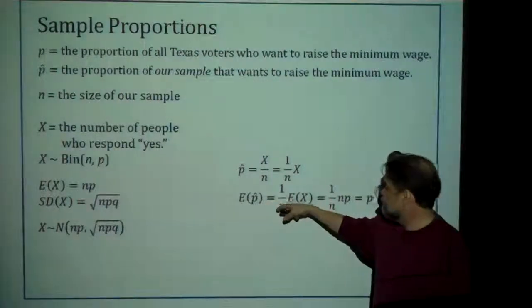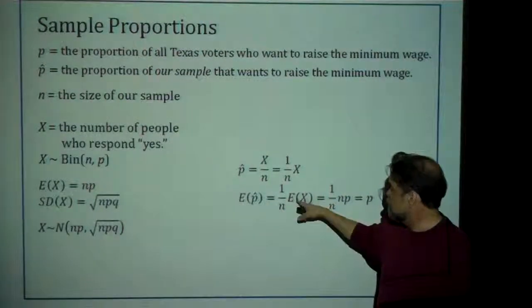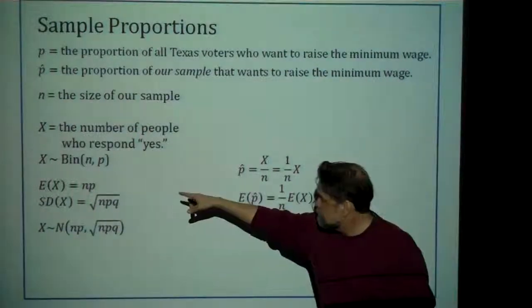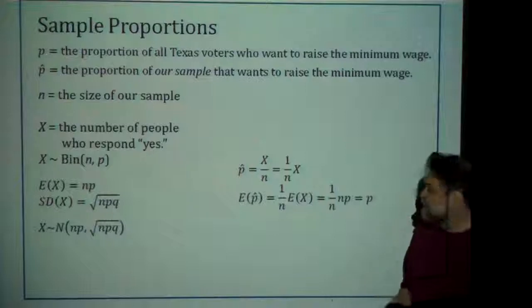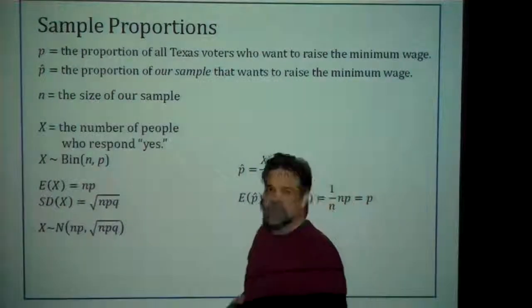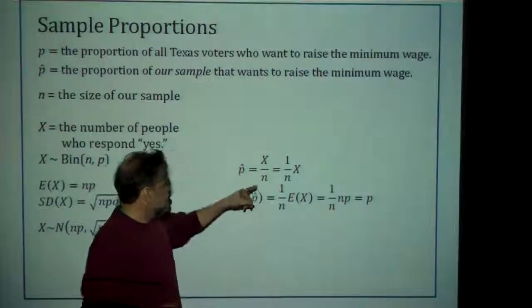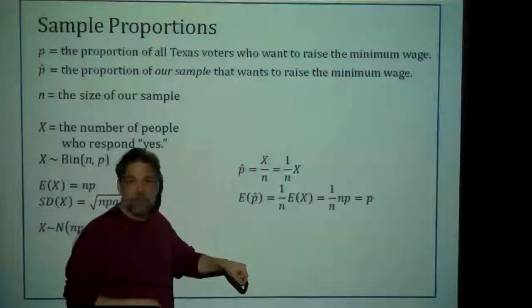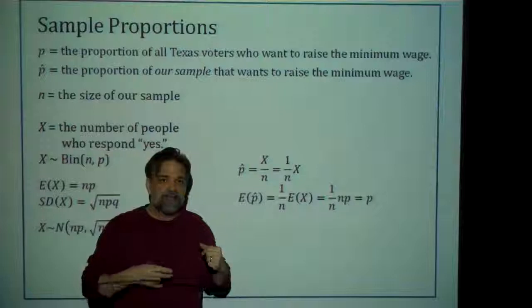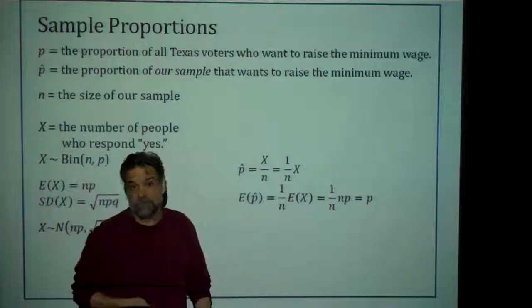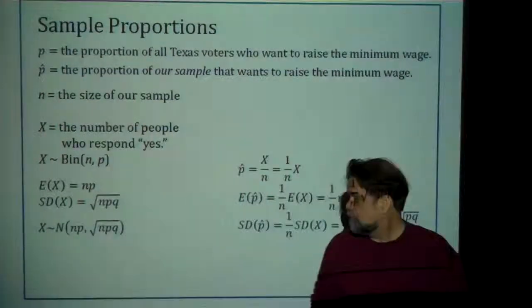So first let's look at the mean. That's the expected value. It's going to be 1 over n times the mean of x, and the mean of x is n times p. So that means it's 1 over n times np, that's just p. All right. Again, this makes perfect sense because p hat is estimating p. If p hat is estimating p, then the average of all my p hats out there really should be p.